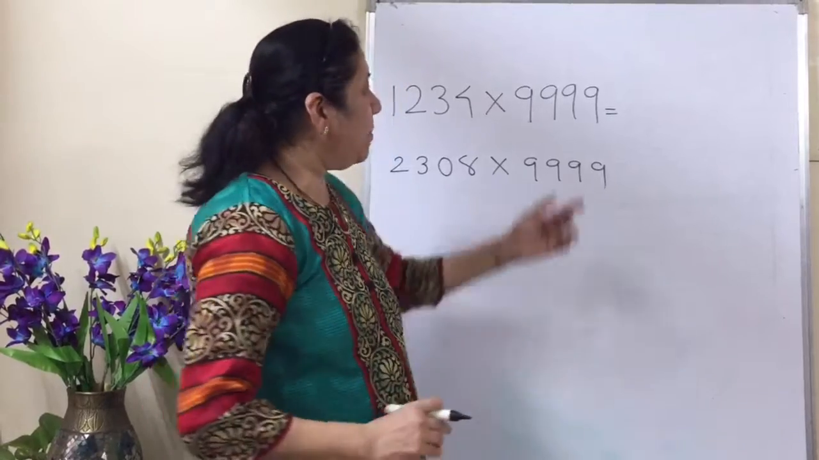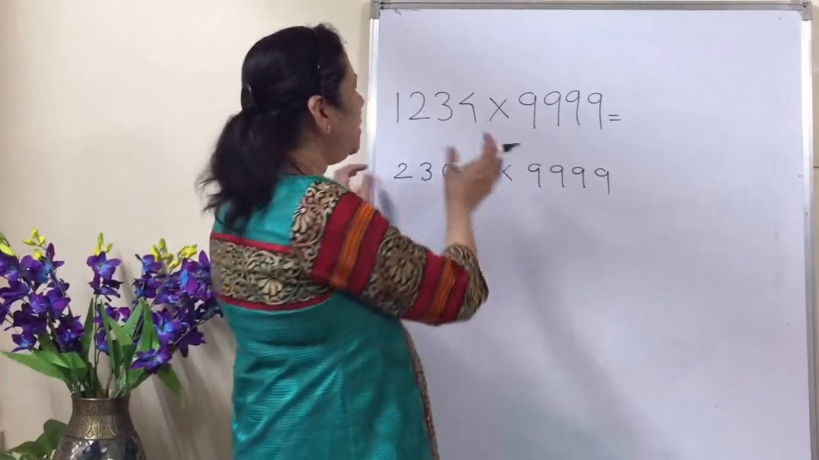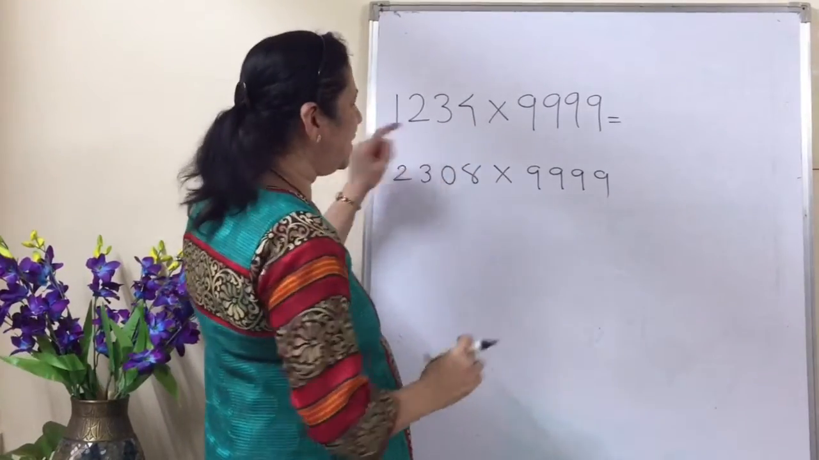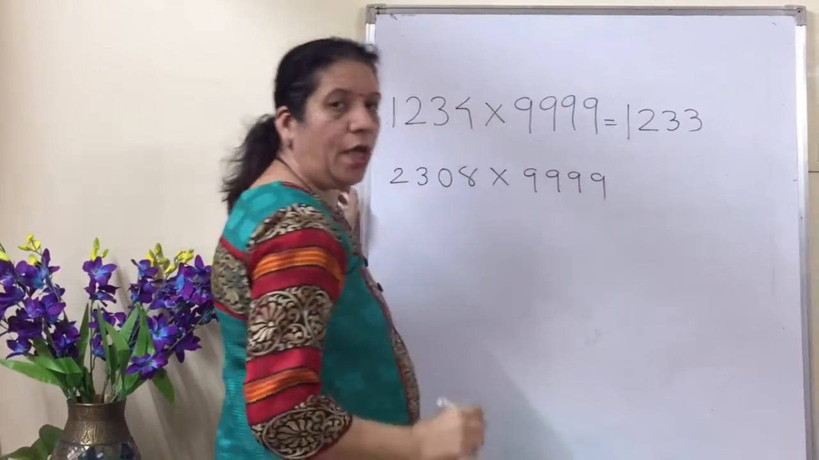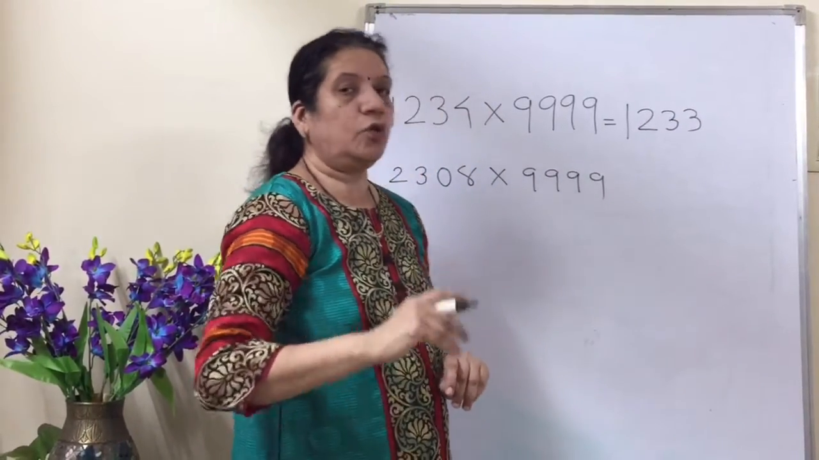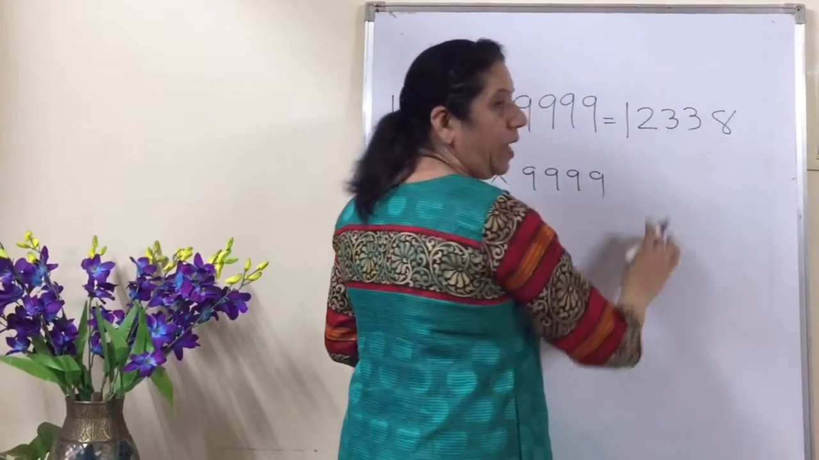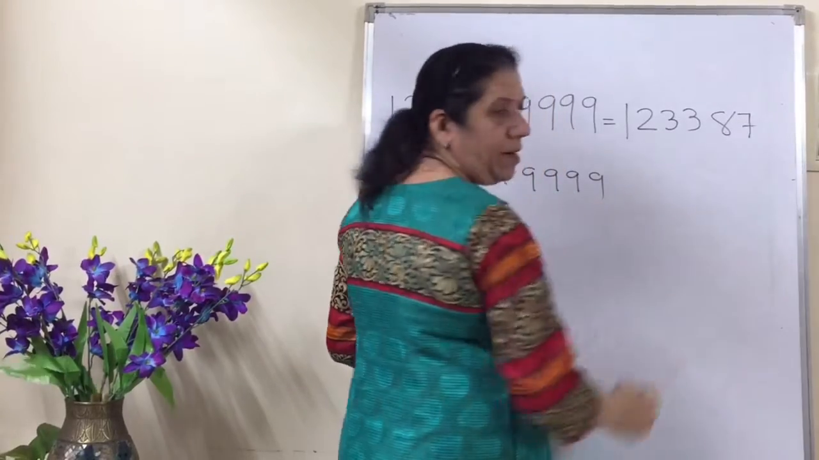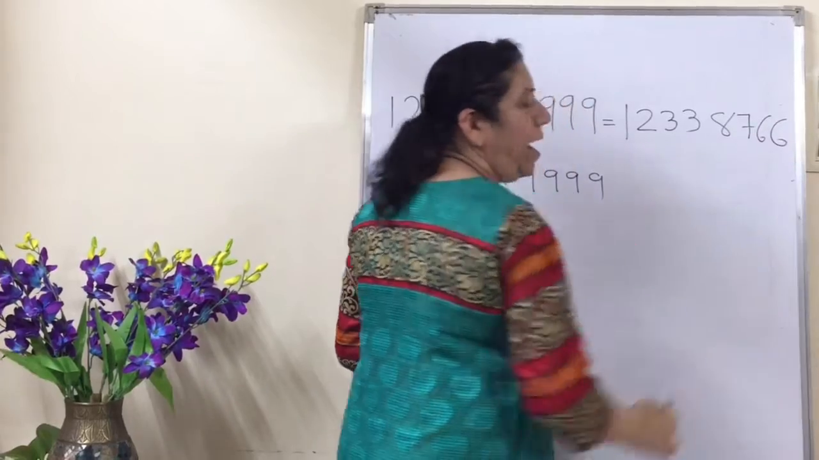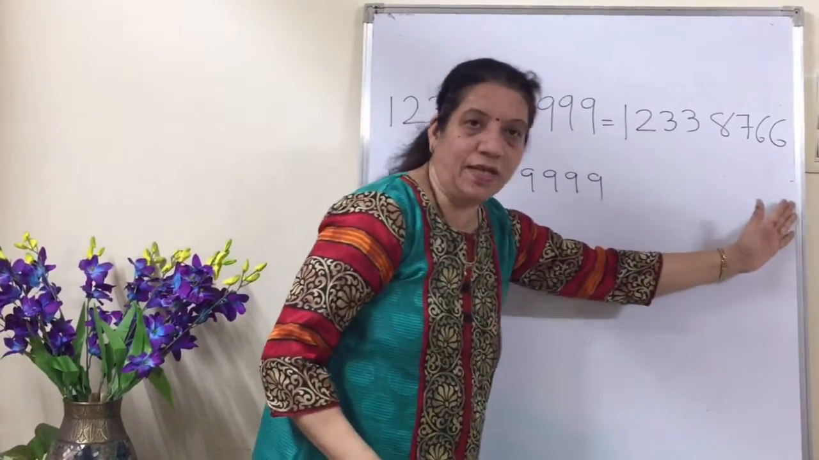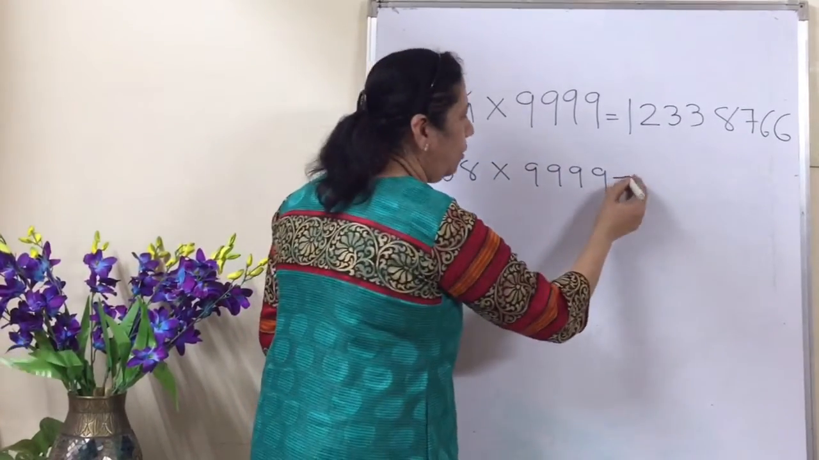Now let us multiply with 9999. The method remains the same. We take one number less than this number, so it is 1233. Now we search for digits so that we get 9 on addition. To 1 we add 8, to 2 we add 7, to 3 we add 6, and again to this 3 we also add 6. See, you get the final answer so quickly. The same method is applicable here also.